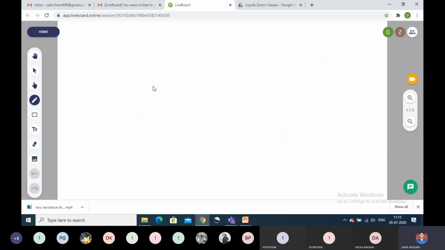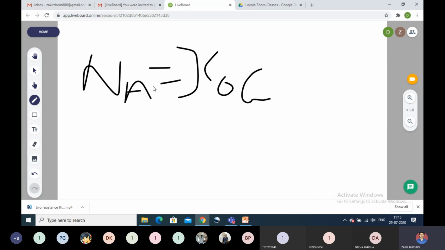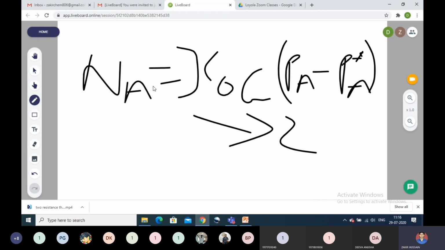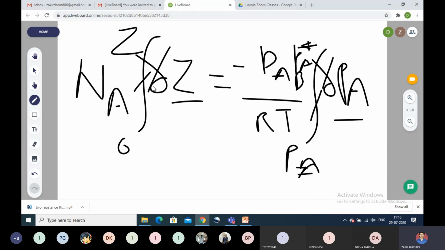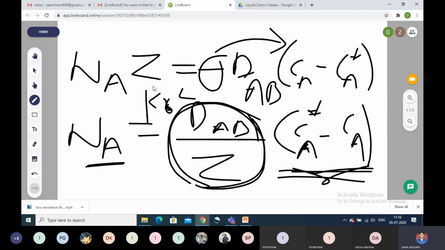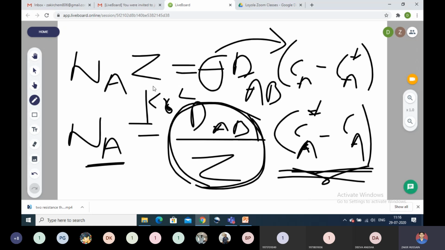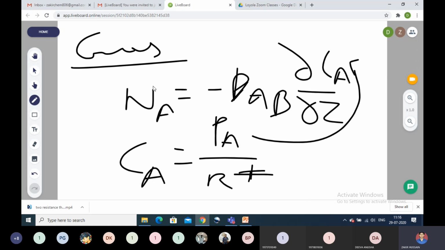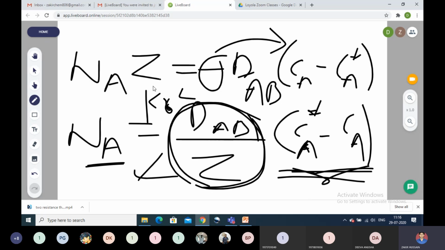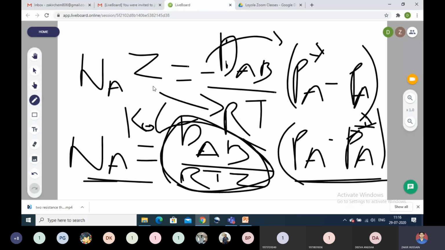So we can write Na is equal to KOG into PA minus PA star. We can consider this as equation 2. The first one, with KOL, we can consider as equation 1. This one is equation 1. Now these are the overall mass transfer coefficients.